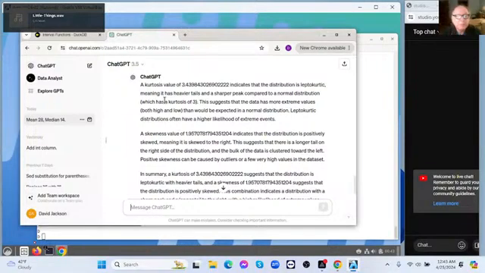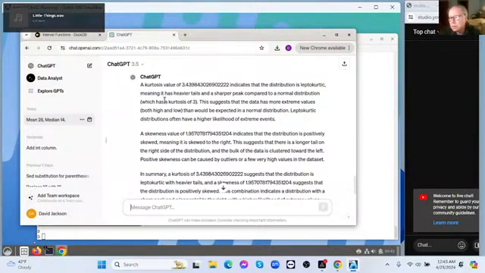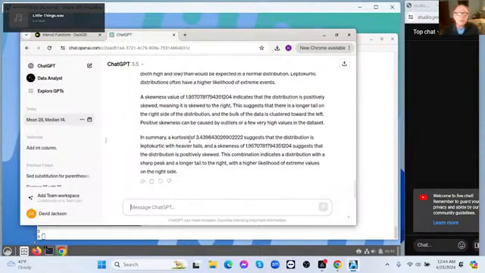A skewness of 1.957 indicates that the distribution is positively skewed, meaning it is skewed to the right. This suggests that there is a long tail on the right side of the distribution. So when it says skewed to, that's the direction the tail is, okay? The bulk of the data is clustered around the left. Positive skewness can be caused by outliers. So we have positive skewness. All right, good. And so the kurtosis 3.439 suggests that the distribution is leptokurtic.